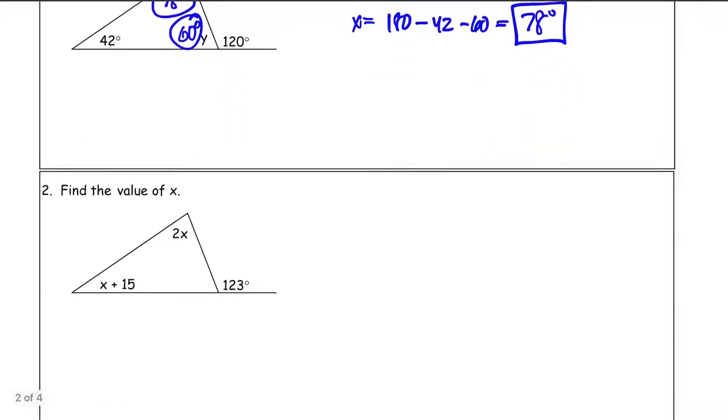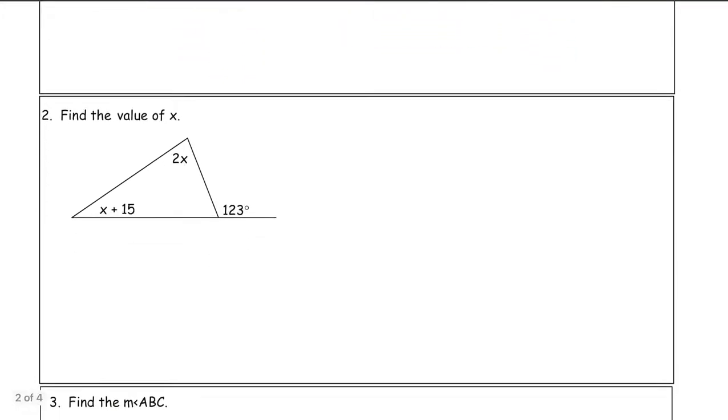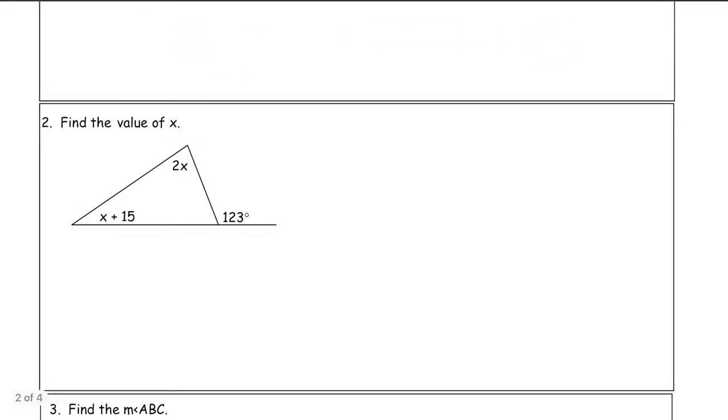Question number 2, find the value of x. So in this question, we can use the theorem that the exterior angle of a triangle is equal to the sum of the two remote interior angles. But there's another way we can do it. We just discussed that when two angles form a straight line, they have to add up to 180. So if I want to find this angle right here, I take 180 minus 123. That's going to be 57.